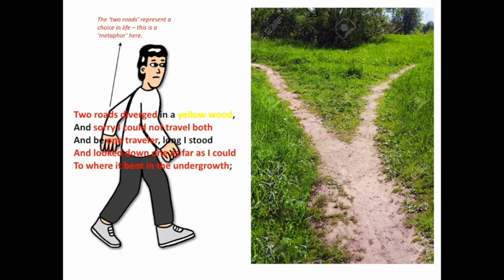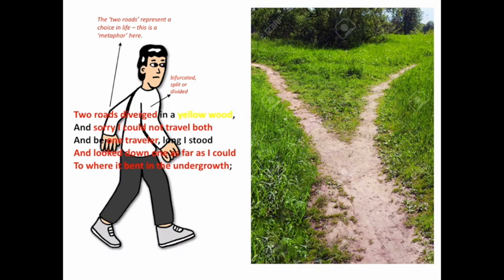One day the poet or the narrator was going through a forest whose leaves had turned yellow in autumn. The narrator says that there came a diversion in the road, or the road was bifurcated or divided into two parts. There was a fork in the road, and the narrator had to choose one road out of the two. He had to make a choice.